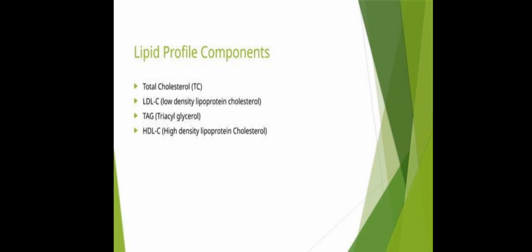Now we are going to see the components of the lipid profile, that is, lipoproteins. The main lipoproteins, the main focus of the lipid profile test, are these components. First, total cholesterol, also known as TC. Second, LDL, low density lipoprotein cholesterol, also known as bad cholesterol. Third, TAG or TG, triacylglycerol or triglycerides. Then HDL-C, high density lipoprotein, also known as good cholesterol, which is desirable for our body.